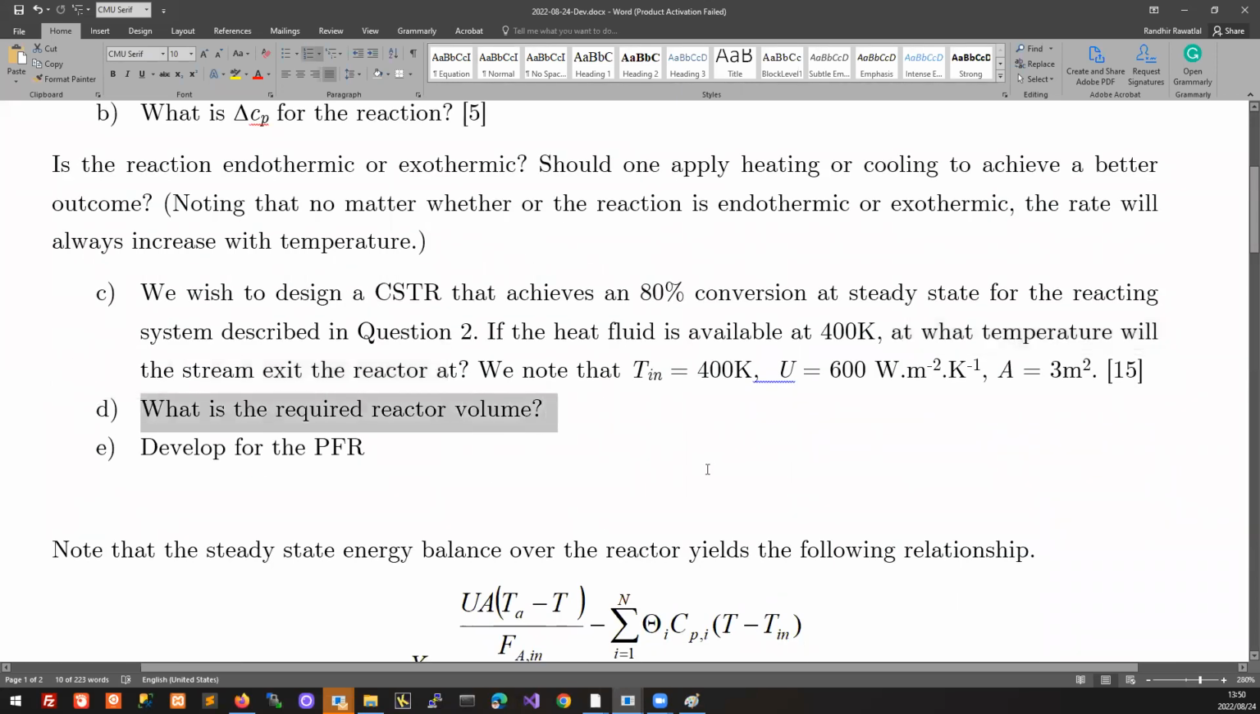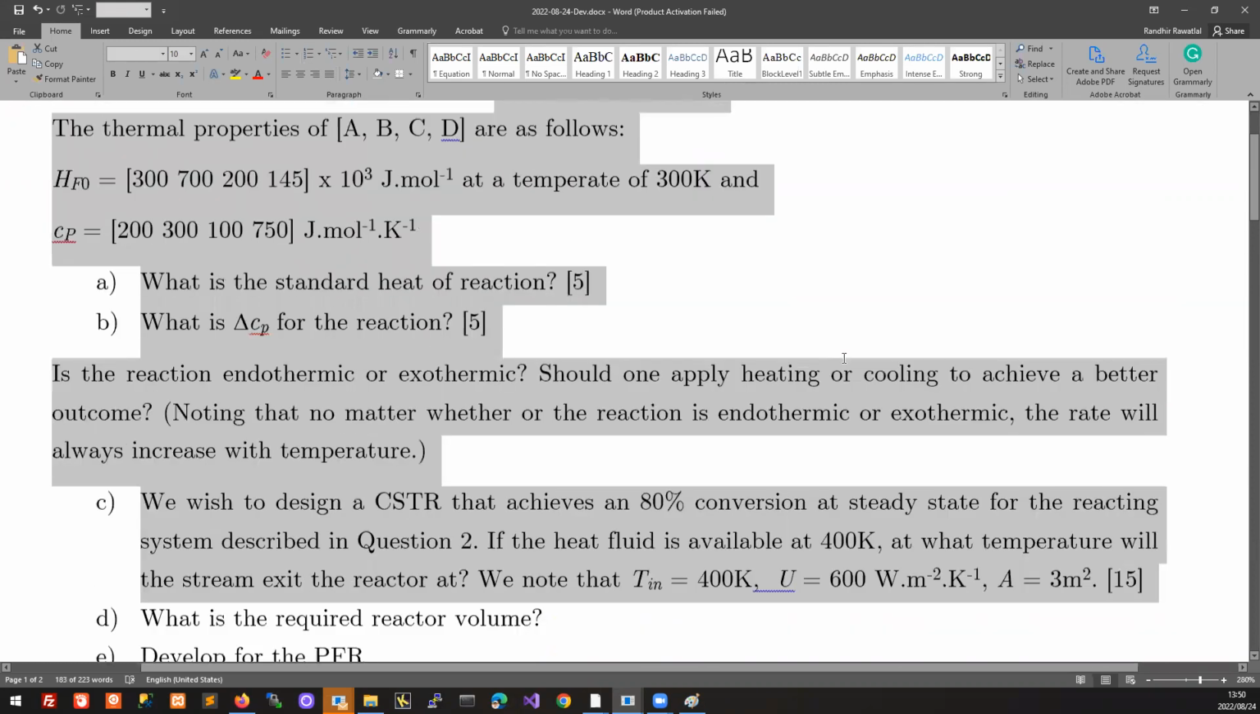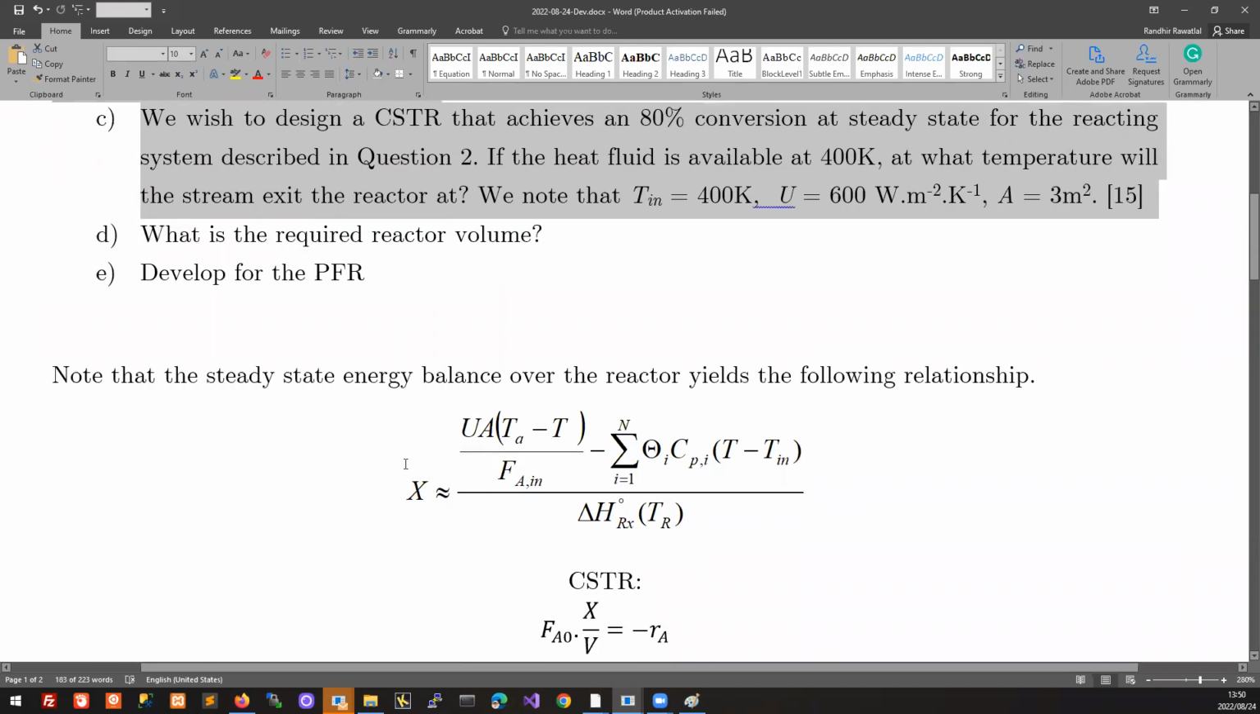Okay, now part D, what's the required reactor volume? For those who joined a bit later, I've just added parts D and E because as it stands, you can answer this question purely from the energy balance. You might not believe me now, but if you go back and look at the notes, to derive this equation, we didn't use a reactor at all.